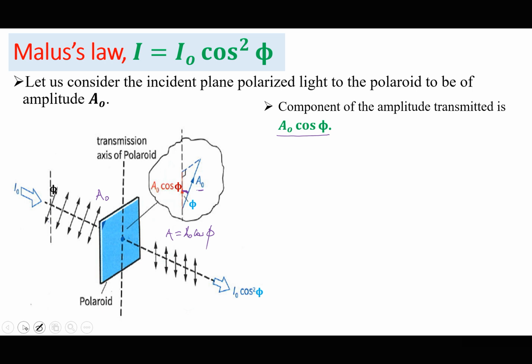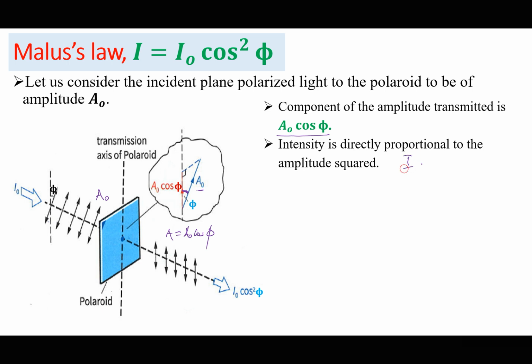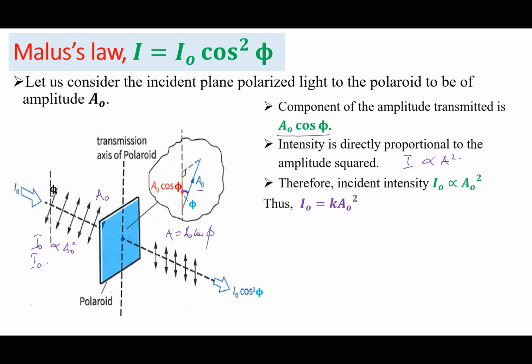And remember from our earlier lesson that intensity is directly proportional to amplitude squared. This therefore means the incident intensity I naught must be directly proportional to A naught squared. In other words, I naught before reaching the polaroid is equal to a constant K times A naught squared. Then after transmission, the intensity transmitted, which I'll just call I, is K times the amplitude squared, so I equals K A squared. Now the question is, what is the relationship between I and I naught?